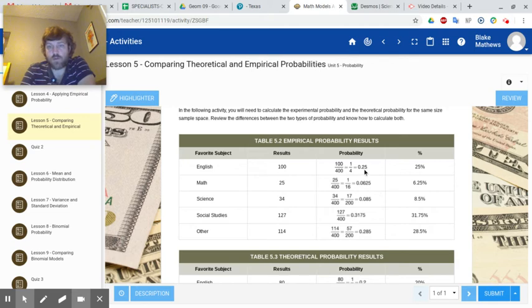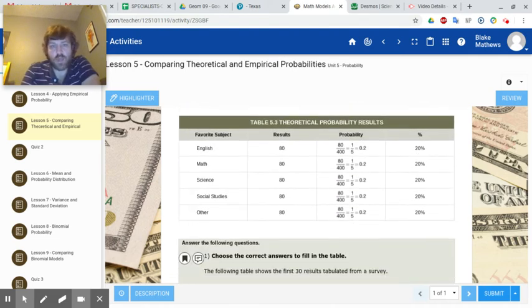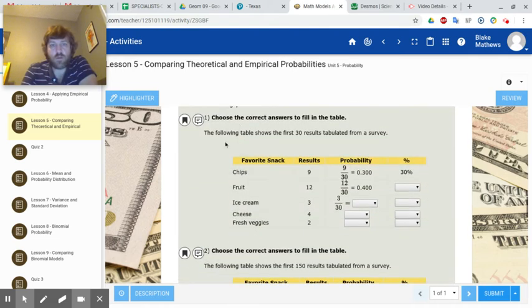But you should know that to change a probability or a decimal to a percentage, we're just moving the decimal place 2 times to get 0.25 to make 25%. You should know that already, but we'll look at it together anyway. All right. So they want us to fill in the table. The following table shows the first 30 results tabulated from a survey. So we see the results, and then we see the first examples completed for us. They're taking the 9, putting it over 30 and getting a decimal, and then converting that decimal into percents. So this shouldn't be too hard for us.